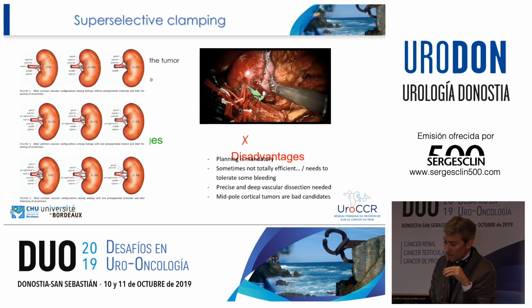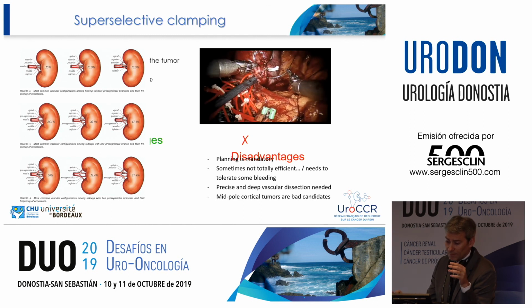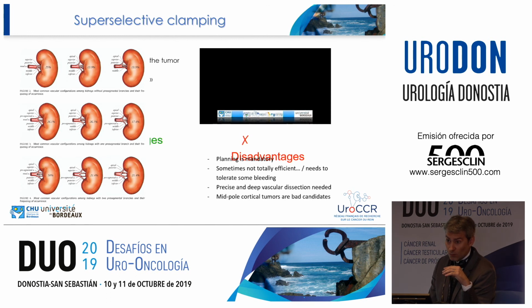However, there are some disadvantages, mainly based on the fact that the arterial distribution is very variable from one patient to another, and so the planning will be mandatory. Without planning, no way to succeed. Sometimes you also have to know that super selective clamping will not be totally efficient, and you need to tolerate a small bleeding. Usually it can be frightening when looking at it in the scope of the optic, but actually the bleeding is minimal.